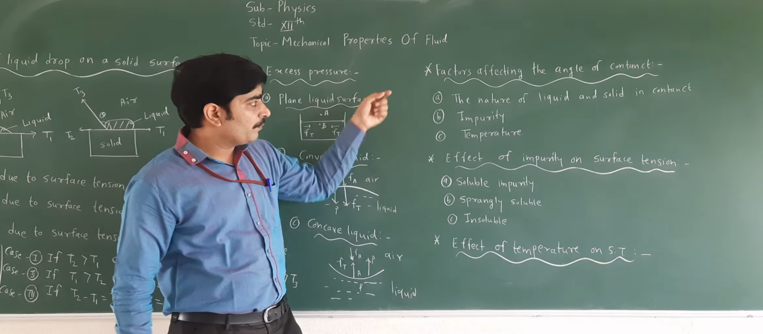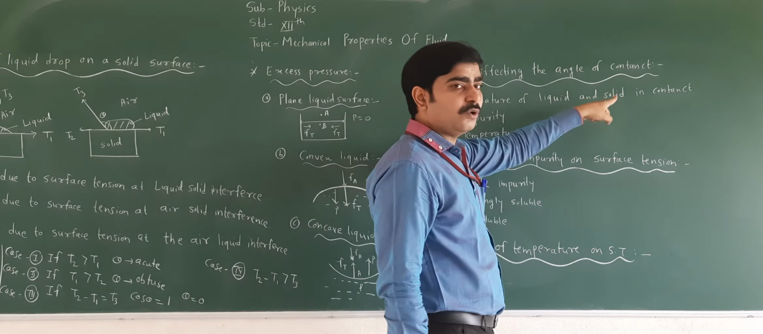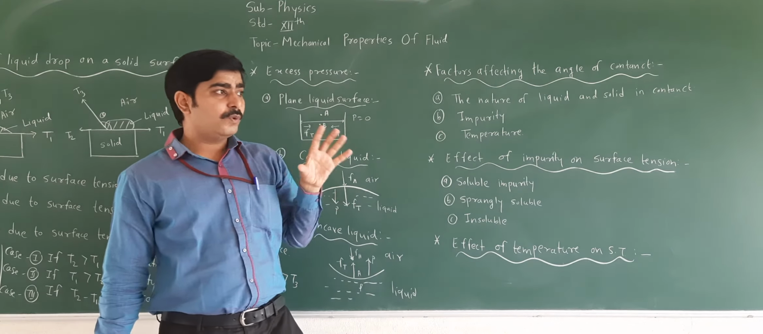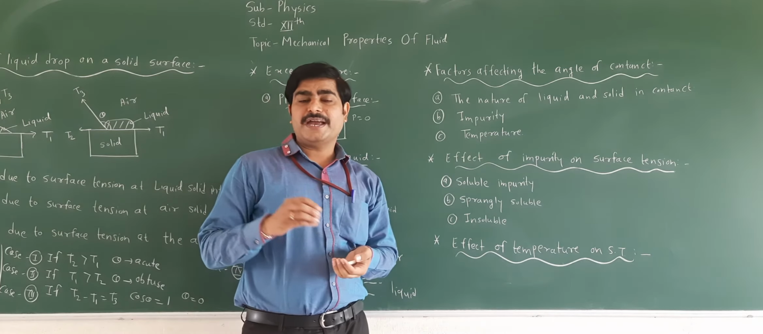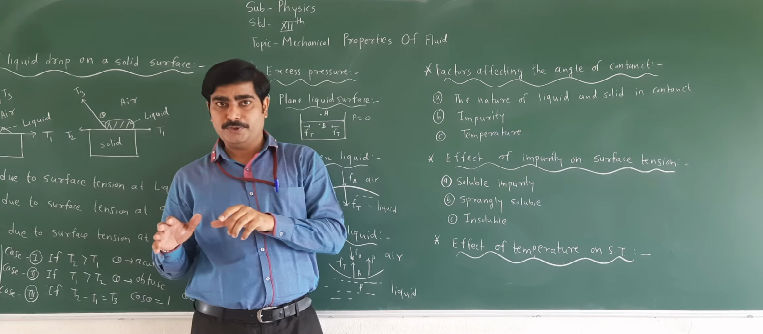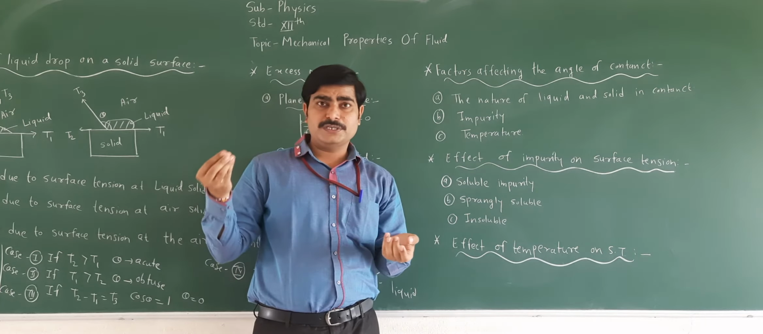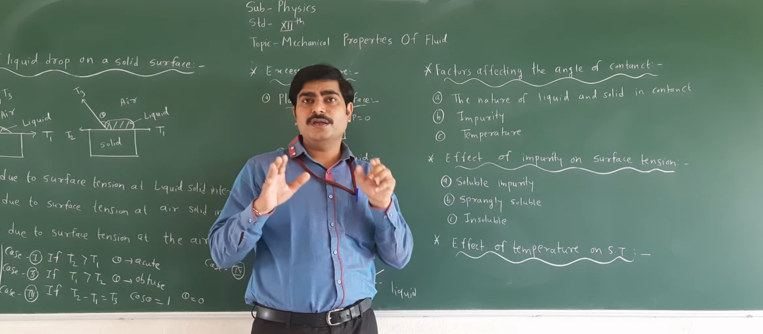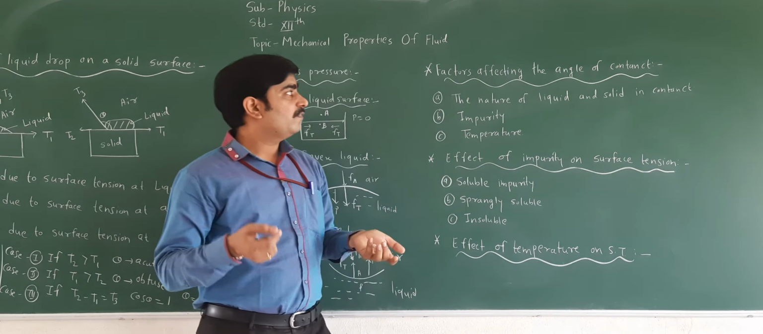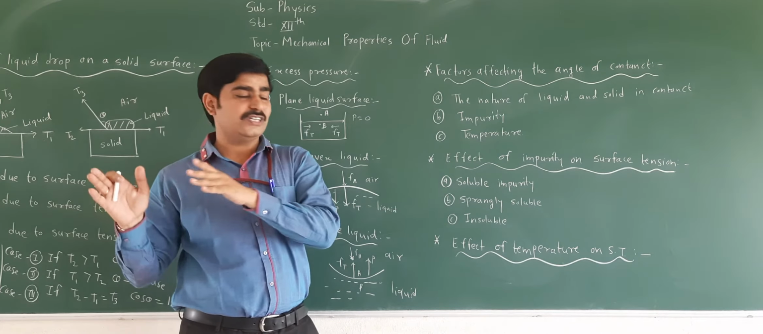So we can say that the angle of contact depends on the nature of liquid and solid in contact. Second, impurity. What is the meaning of impurity? If we add any kind of material in a pure liquid, then that is known as an impurity. If we add sugar or salt in water, then the pure water will become impure. So if impurities are added in the water, its angle of contact changes.